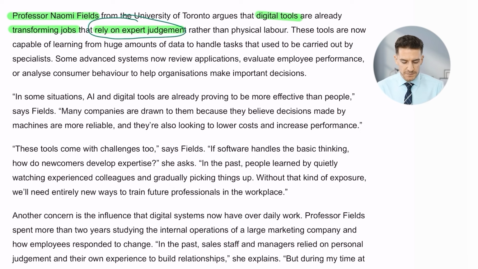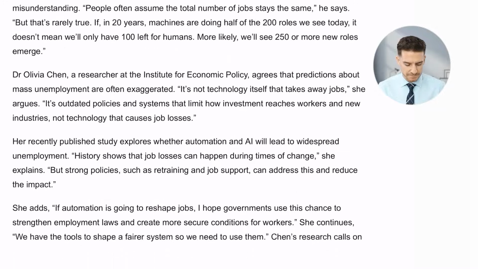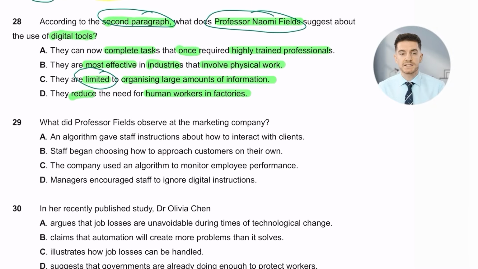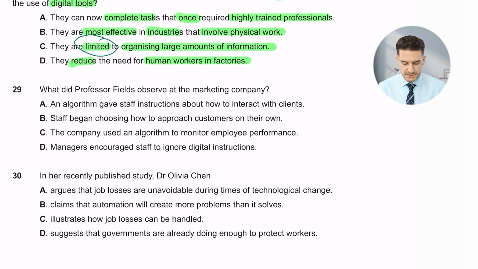These tools are now capable of learning from huge amounts of data that used to be carried out by specialists. Some advanced systems now review applications, evaluate employee performance or analyze consumer behavior to help organizations make important decisions. So it's just giving a few examples there. So let's go back down and we'll choose the correct answer through the process of elimination. So we will remove the incorrect answers.